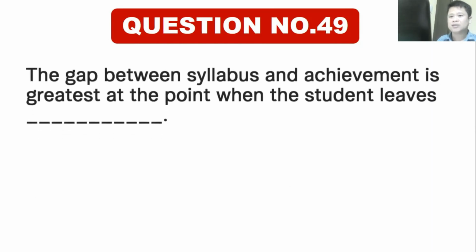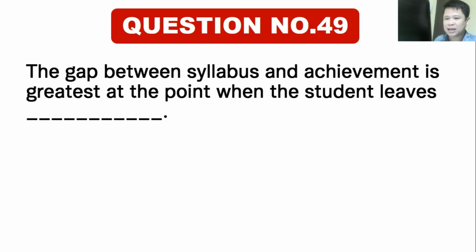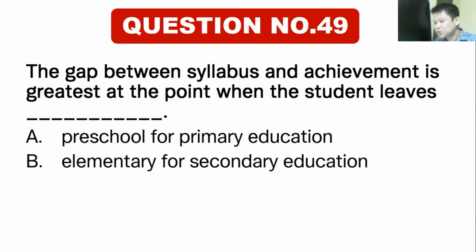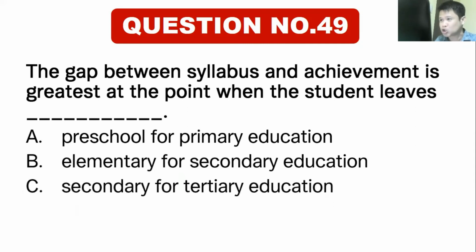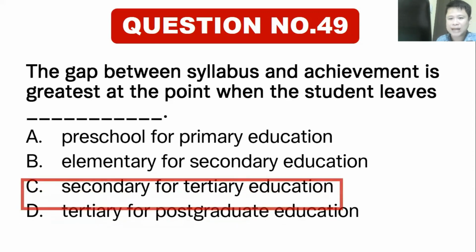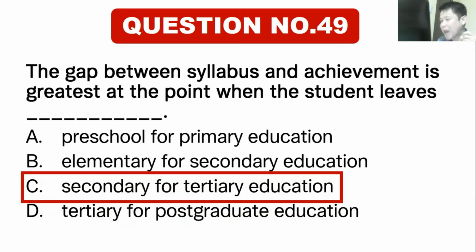Number 49, the gap between syllabus and achievement is greatest at the point when the student leaves A, preschool for primary education, B, elementary for secondary education, C, secondary for tertiary education, D, tertiary for postgraduate education. The correct answer is letter C, secondary for tertiary education.